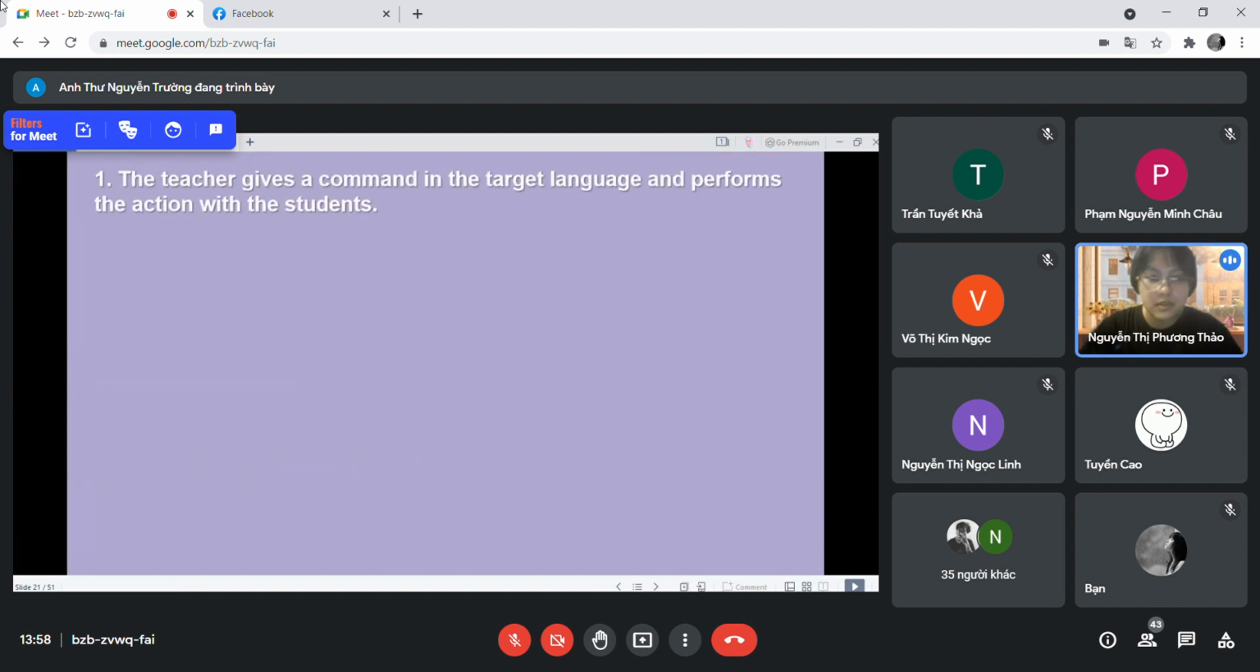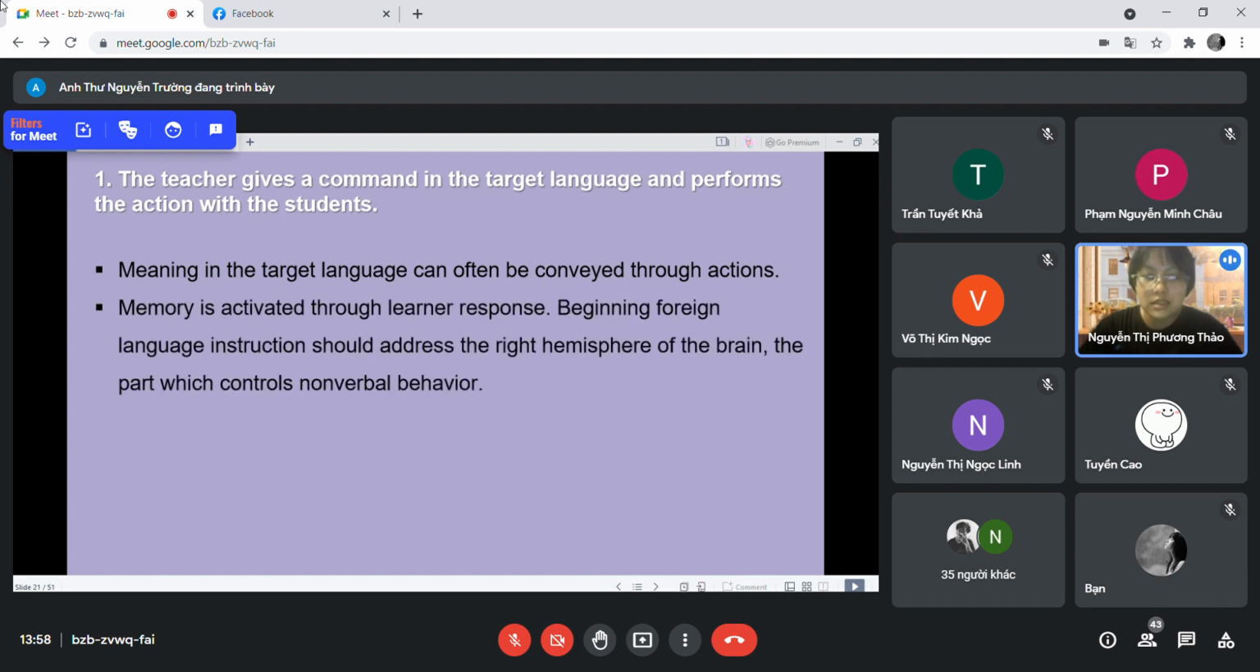Now, let's move on. The first observation. The teacher gives a command in the target language and performs the action with the student. Yeah, it seems like the teacher is like a model who copies something. About the principle, the first meaning in the target language can often be conveyed through action. Actually, the teacher used body language action to describe the target language to students, and we cannot deny that the use of body language is a useful way in teaching. In the class, the students' attention can be attracted and the teaching quality can be improved if the teacher uses it properly.